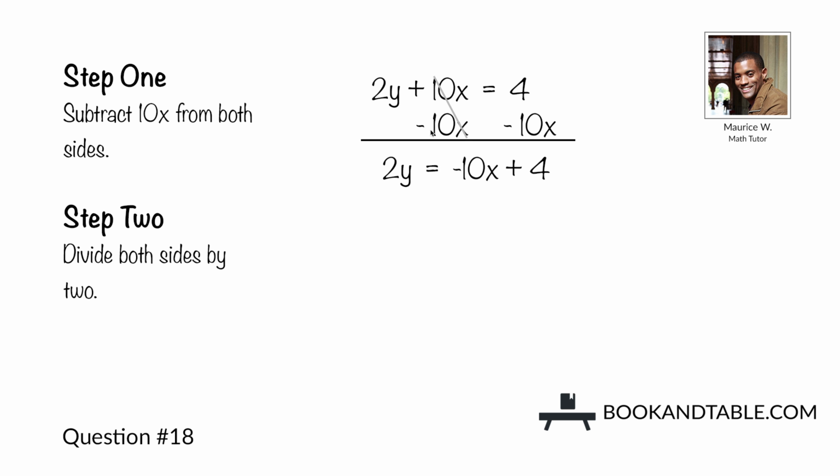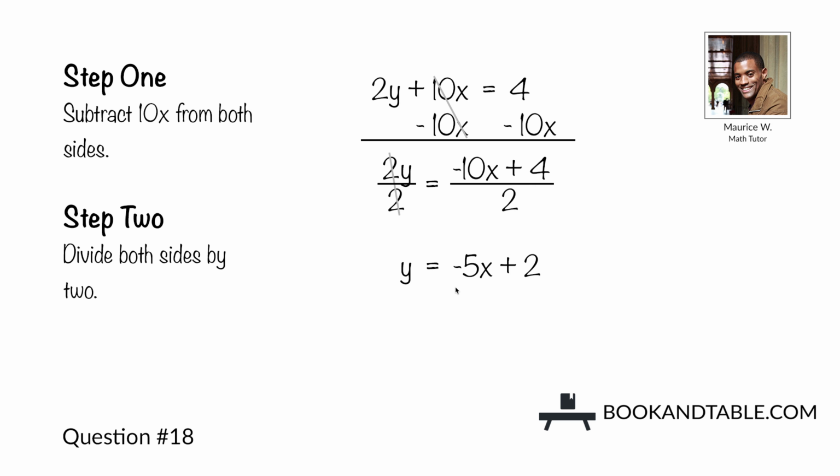Step 1, subtract 10x from both sides. That leaves you with 2y equals -10x plus 4. You want to isolate y, so you need to get rid of this coefficient 2. So step 2, divide both sides by 2, leaving you with y equals -10x divided by 2 is -5x, and positive 4 divided by 2 is positive 2.